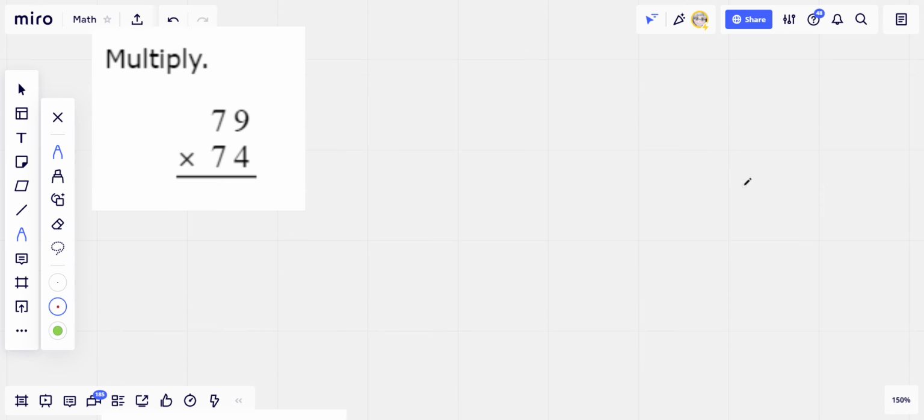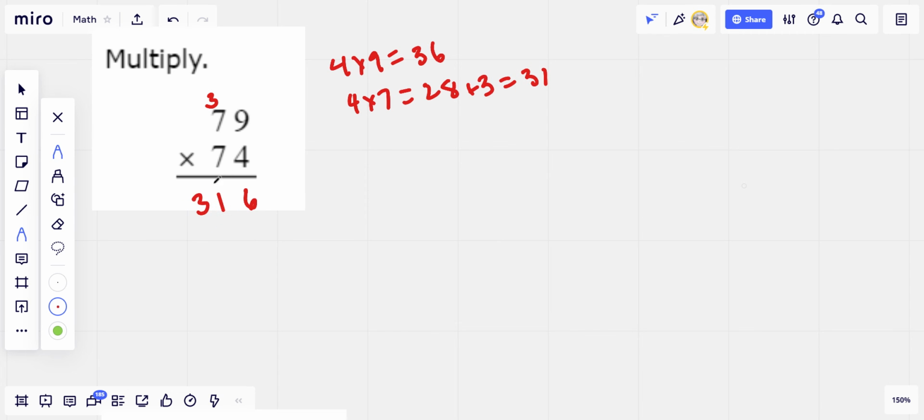All right, let's start working on this. Starting with the ones here, 4 times 9, that's 36. We put the 6 down here and carry the 3 up here. Then we have 4 times 7, that's 28, but plus 3 is going to be 31. So the 1 goes down here. Oh, the whole thing goes down there because we're out of digits. There's only a 2-digit number at the top. All right, so there's our first row.